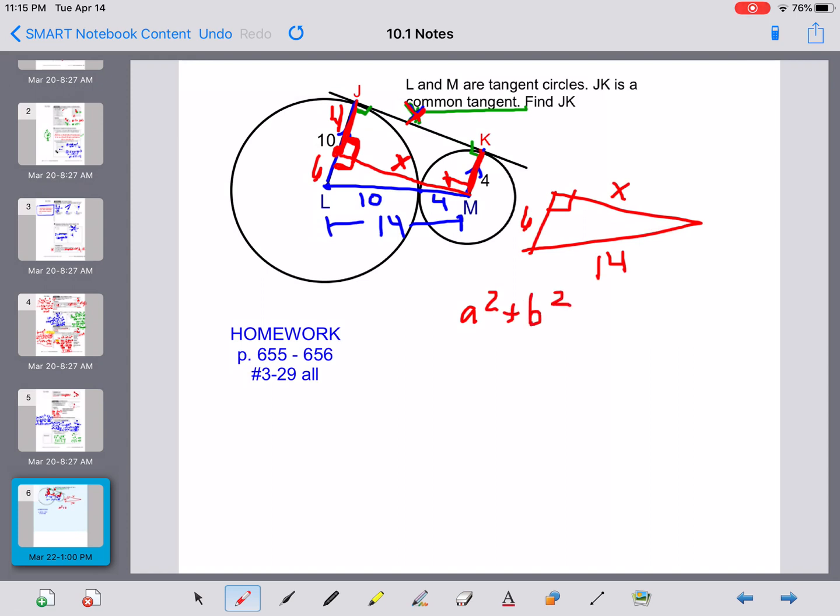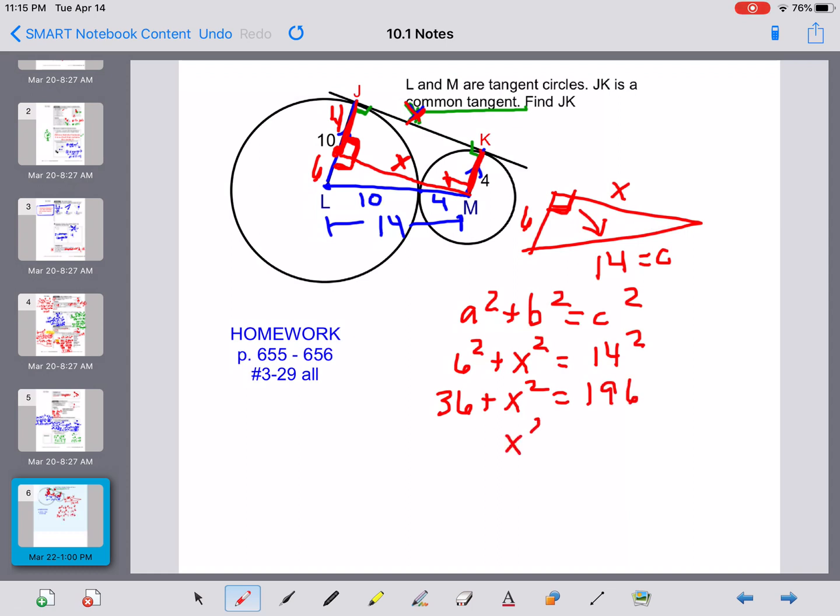Always know which side's your longest. Since I'm missing one, I don't know what its length is, but I do know where my right angle is, and across from my right angle has to be my hypotenuse, which is my C. So that gives me 14 for my C, and I can mix or match my 6 and my X for my A and my B. 6 squared is 36. 14 squared is 196. I can subtract my 36 here, and I get 160.